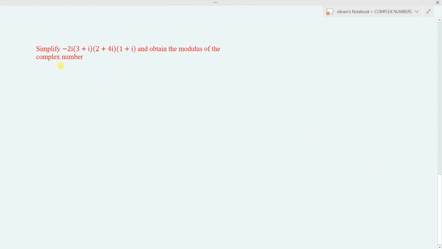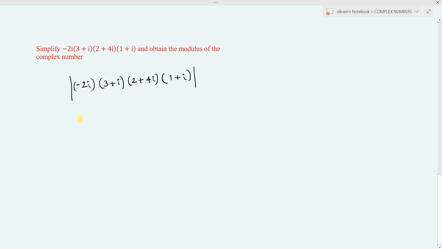Another question: simplify minus 2i into 3 plus i into 2 plus 4i into 1 plus i, and obtain the modulus of the complex number. The complex number given is minus 2i, 3 plus i, 2 plus 4i and 1 plus i, and we are asked to find the modulus of this complex number. Just recall the properties of the modulus of a complex number.